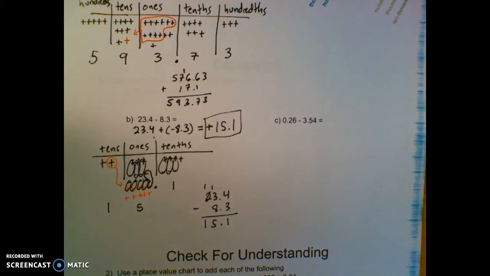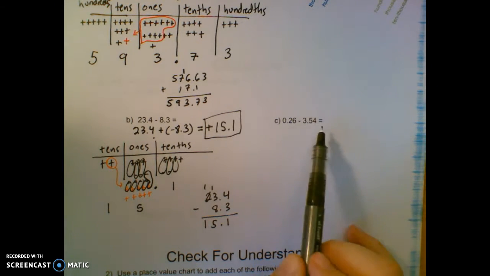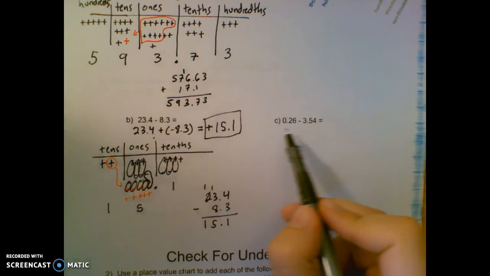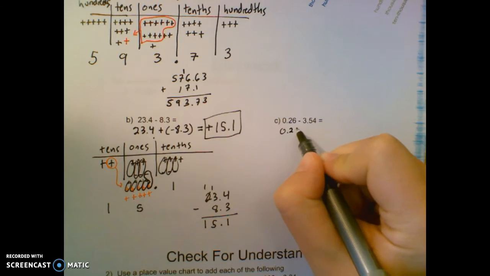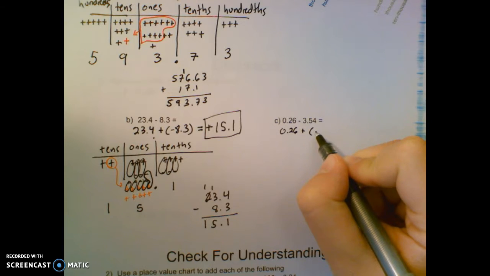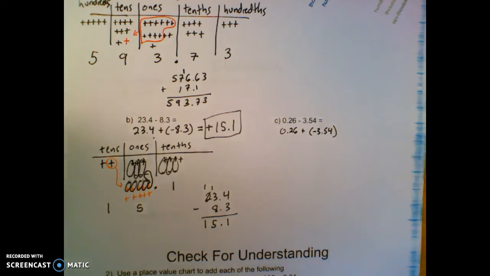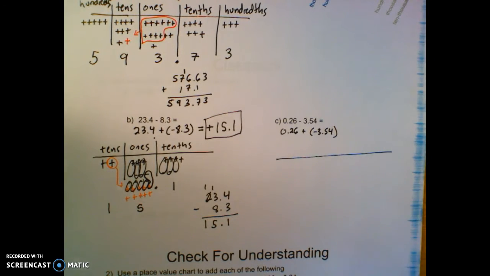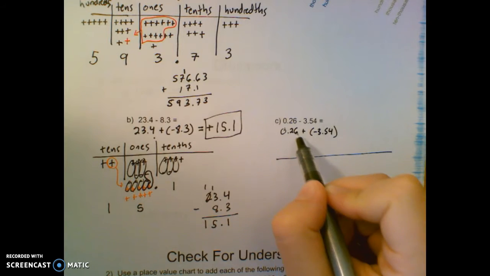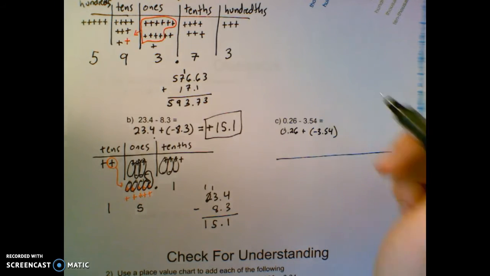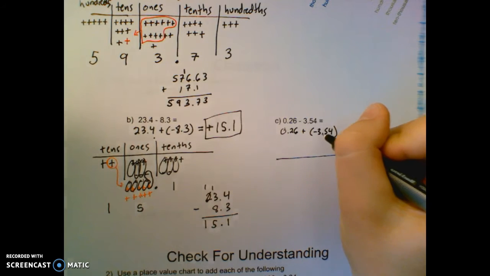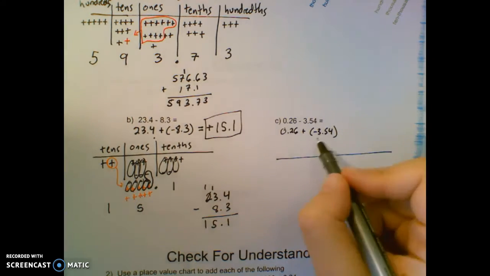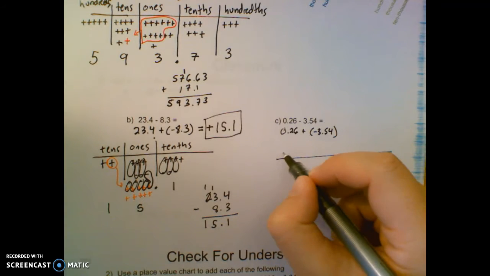Where the chart really comes in handy, though, is for something like this, where what to do with the standard algorithm isn't at all obvious. So the key thing to first do is to write this as adding the opposite. So this is plus negative 3.54. And then we look at this, and when we go to make our chart, are we going to have more positives or are we going to have more negatives? Well, we can see that we have 3 negative ones and no positive ones, so we're going to have more negatives. So I'm going to put the negatives into the chart first.